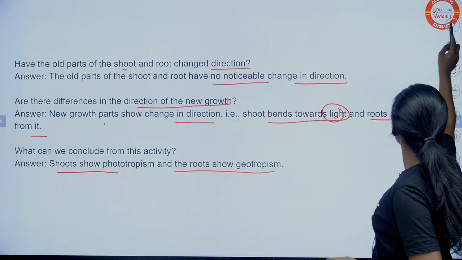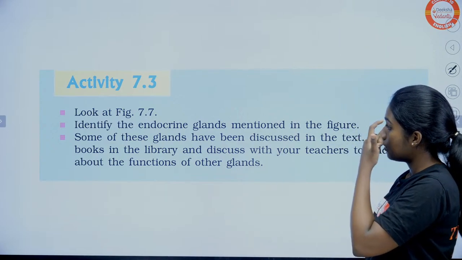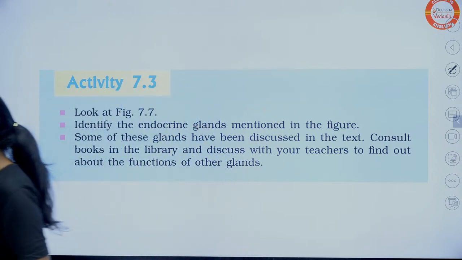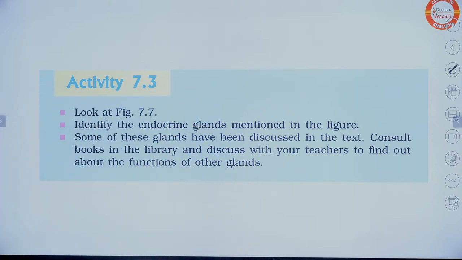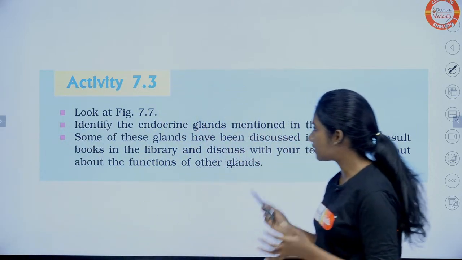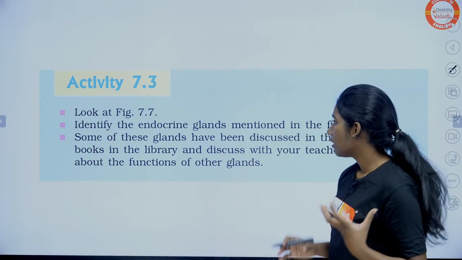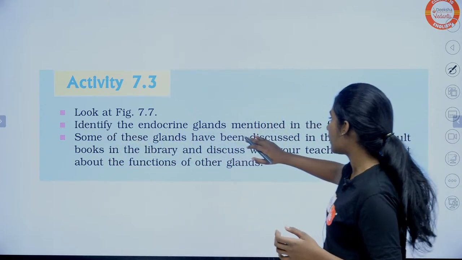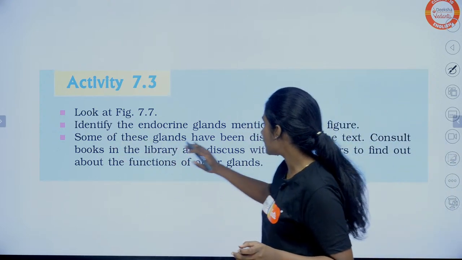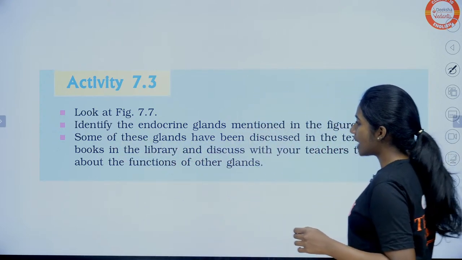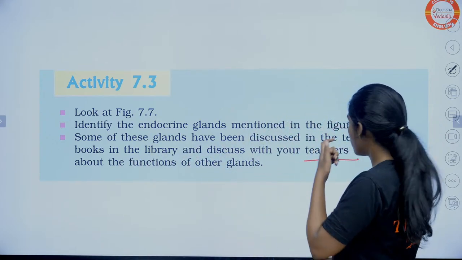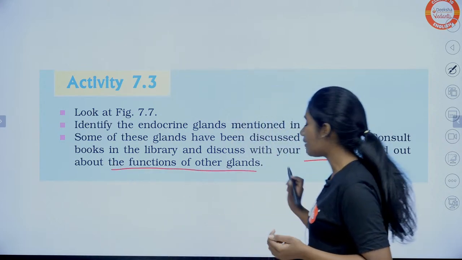Shall we move? Okay. So, this one is also from the control and coordination chapter. Right? So now, already there is this image, right? The endocrine glands. Now, what we have to do is identify the endocrine glands that are mentioned in that figure. I'll show you that. Some of these glands have been discussed in the text, and then consult books in the libraries and discuss with your teachers to find out about the functions of other glands.